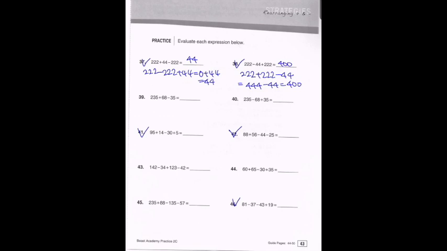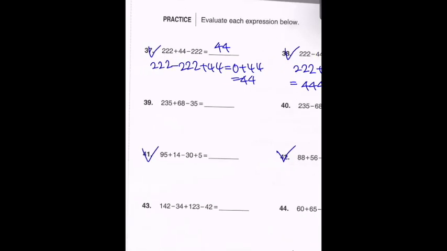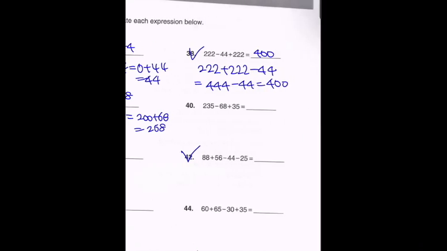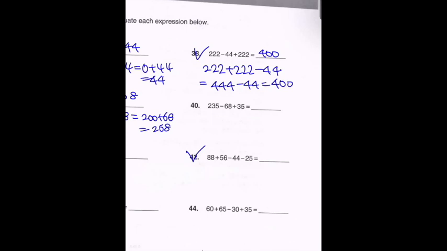And so now we'll go over problem 39 together. For problem 39, we're going to rearrange. So we see 35 repeated twice. So if we rearrange it like this, that's going to be 200 plus 68, so we get 268. Then for problem 40, we have 235 plus 35 minus 68, and that gives us 270 minus 68, which is 202.